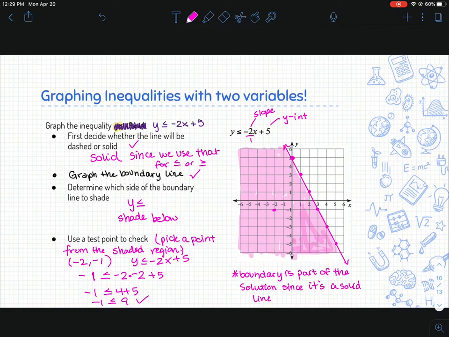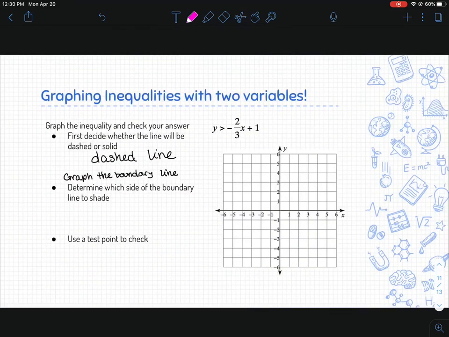So it works. If we wanted to pick a test point that didn't work, we could pick a point like 3, 4. 4 would be less than or equal to -2 times 3 plus 5. 4 is not less than or equal to -1. So that point does not work. So it's not part of our solution set because it's not in the shaded half plane. So any point in the shaded half plane and the solid line are our solutions to this inequality.